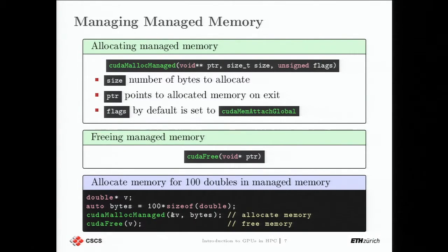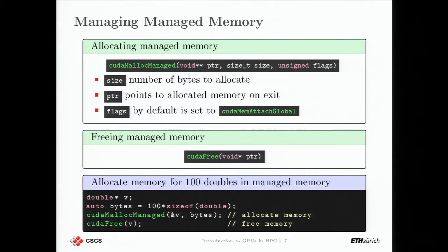And yeah, I always emphasize this, it's the number of bytes you want, not the number of doubles or the number of floats you want. Then pointer, which will be a pointer to the memory. So when CUDA malloc managed returns, pointer will be pointing to the location of the memory that was allocated.